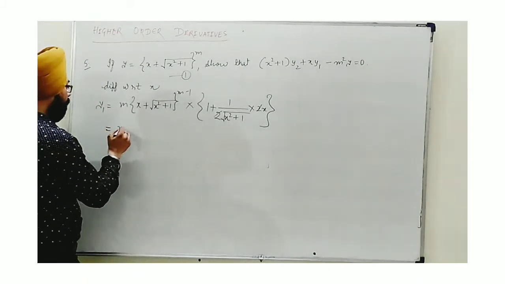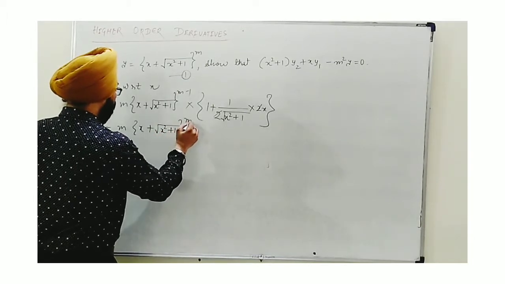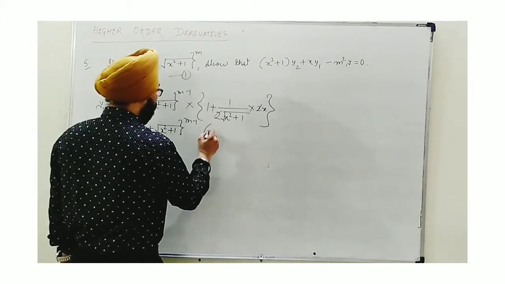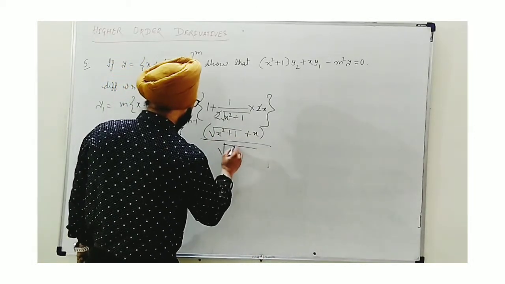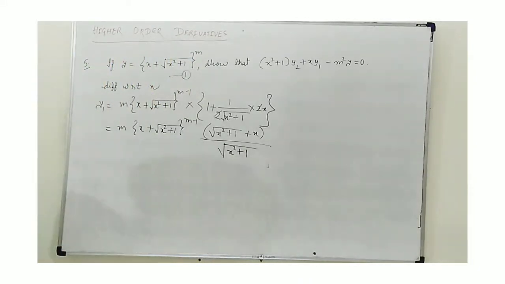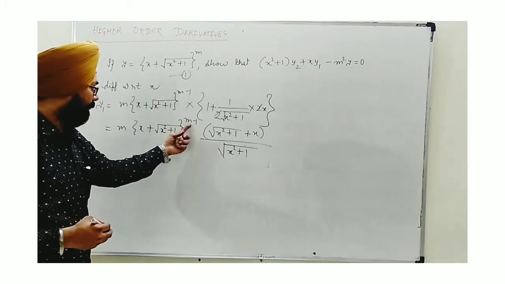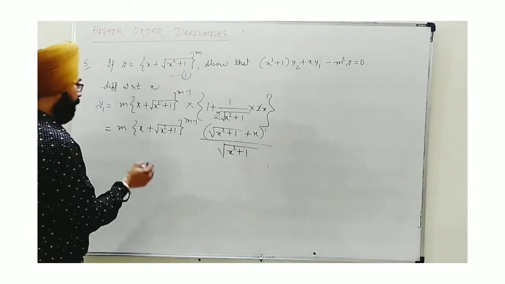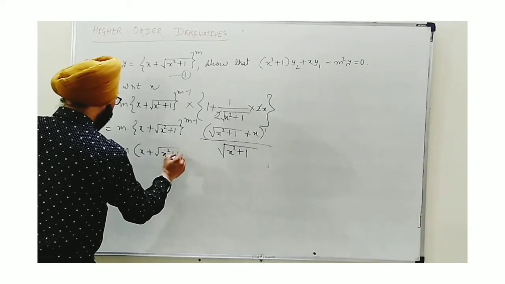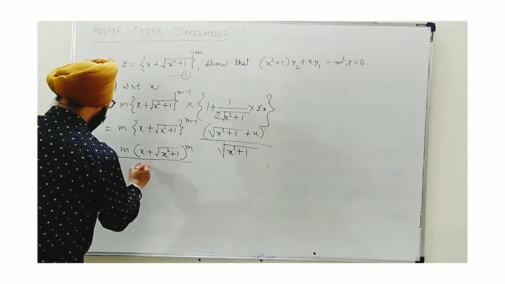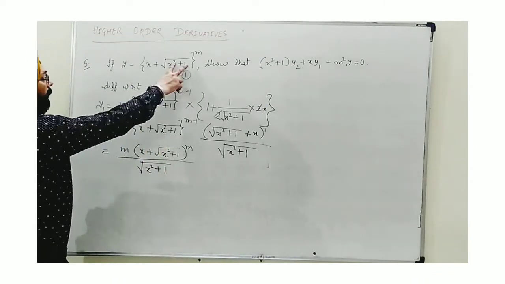Simplifying, we have m (x + √(x² + 1))^(m−1) and, LCM taken, we get (√(x² + 1) + x) upon √(x² + 1). We can see that these two terms are similar, same bracket. So this is m minus 1 and in power it is 1. When simplified, we get m (x + √(x² + 1))^m upon √(x² + 1). Now this whole bracket is the value of y.